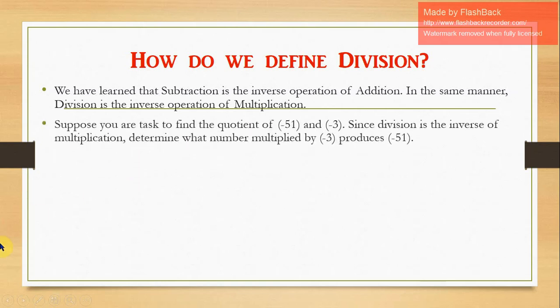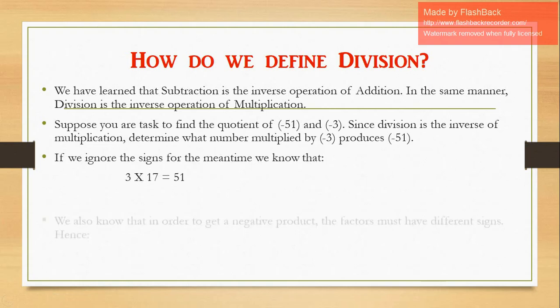Next, let's have an example here. Suppose you are tasked to find the quotient of negative 51 and negative 3. Since division is the inverse of multiplication, we need to determine what number multiplied to negative 3 to produce negative 51. That is, if we disregard the sign, 3 times 17 is 51.